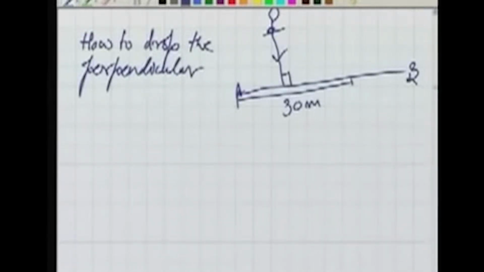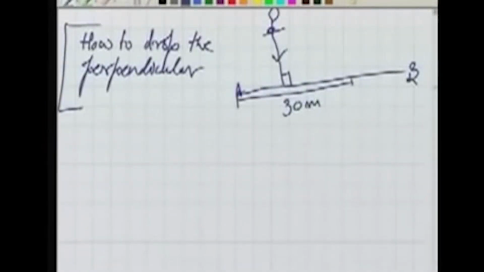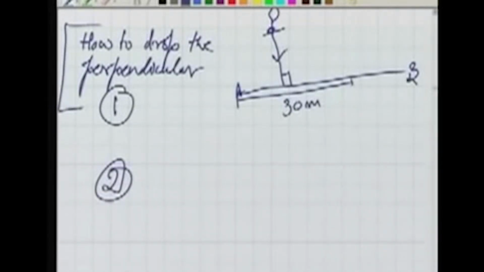So we need to find some methods, and methods means those which we can apply in the field. The feasible methods, the practical methods. We need to locate those methods, we need to know about these methods, then only we can drop this perpendicular. So this is problem number 1, dropping perpendiculars. Problem number 2 is setting out perpendiculars.